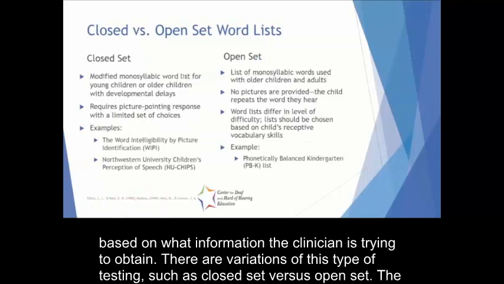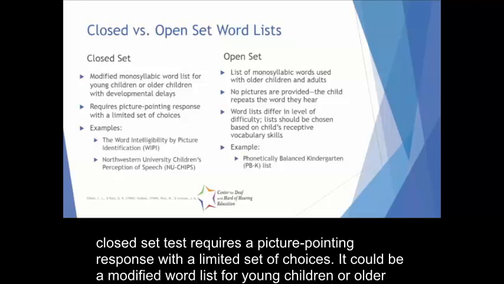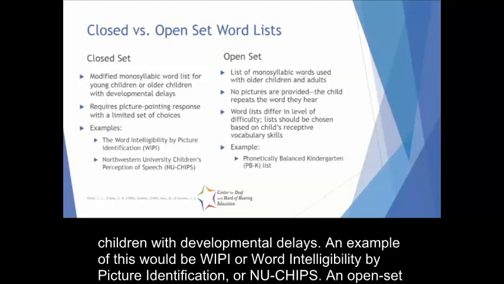There are variations of this type of testing, such as closed set versus open set. A closed set test requires a picture pointing response with a limited set of choices. It can be a modified word list for young children or older children with developmental delays. An example of this would be the WIPI, or word intelligibility by picture identification, or NU chips.